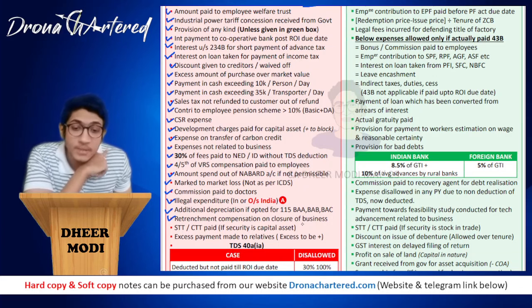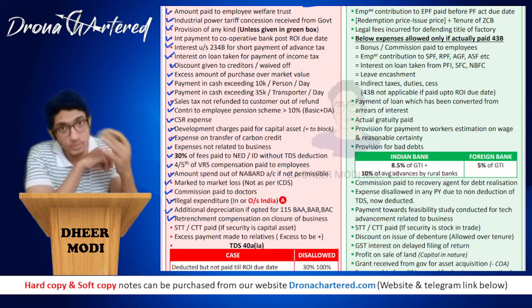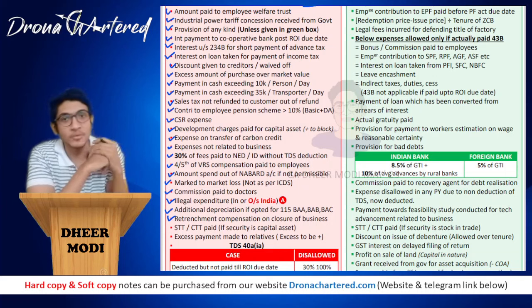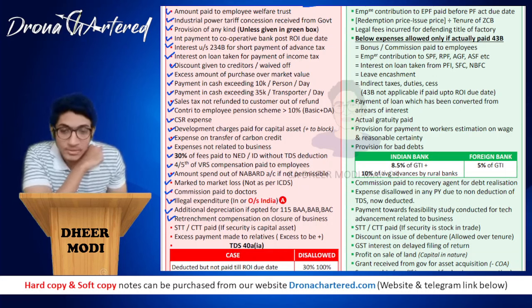Any retrenchment compensation on closure of business, that means you are closing the business and you are paying employees retrenchment compensation, that boss, since I have to fire you, I'll have to pay you some money. So that expense is also not allowed as deduction.